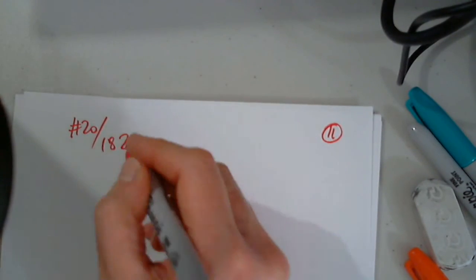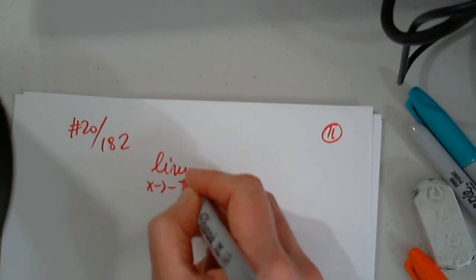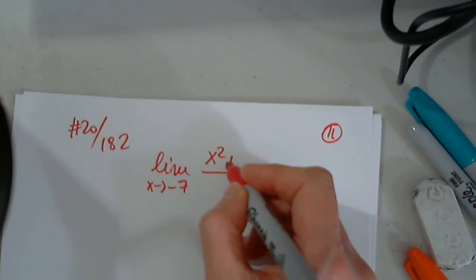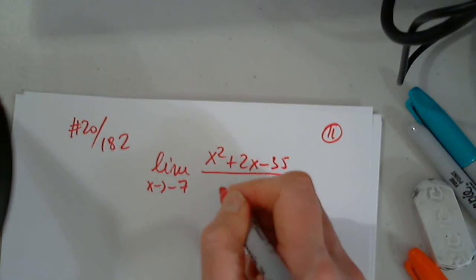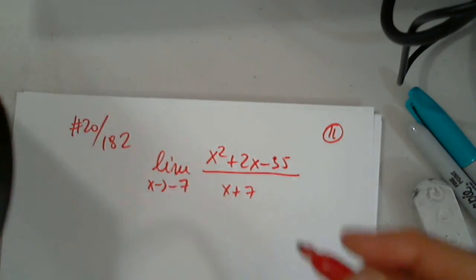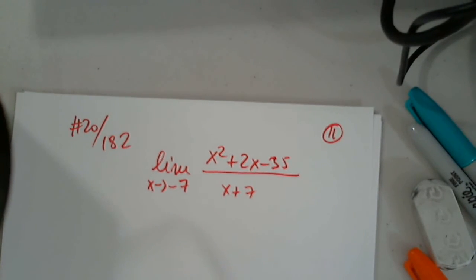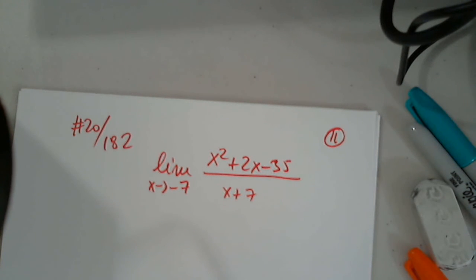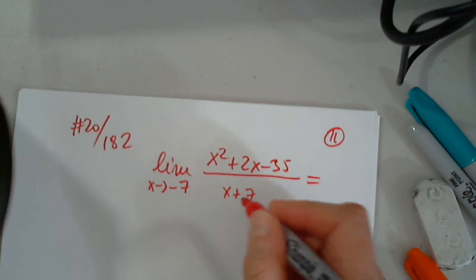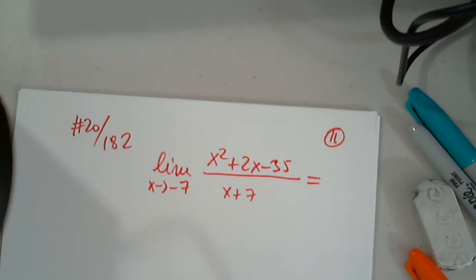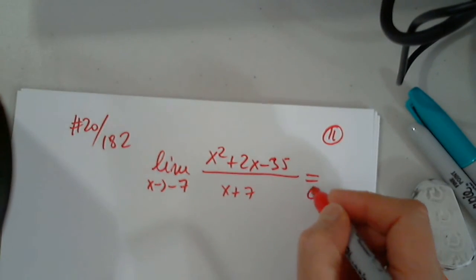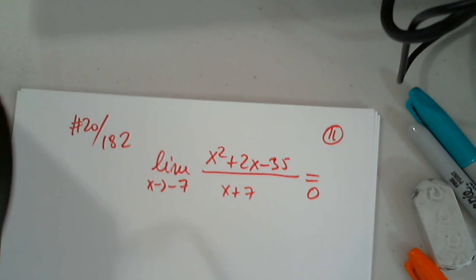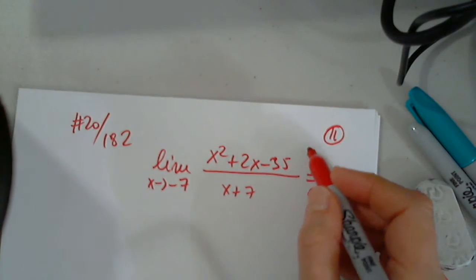on 182. So this is the limit as x approaches negative 7 of (x squared plus 2x minus 35) over (x plus 7). When I calculate a limit, what do I need to do first? What do we always do? Plug it in. Okay, very good. I see the denominator, it will go to what? Excellent. What about the numerator? Awesome. Excellent, I love it. L'Hopital's rule.